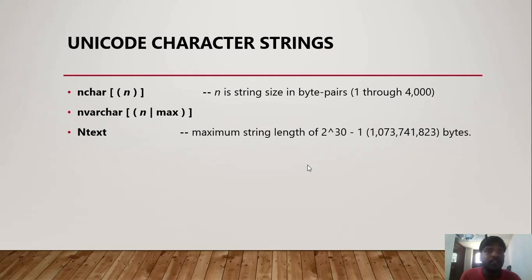And here we have Unicode character strings, where similarly nchar is the fixed-length string data type and nvarchar is the variable-length string data type. For the n string data types, the size varies in byte pairs, which ranges from 1 through 4000. And ntext, similar to text, has a string length up to 2 power 30 minus 1.